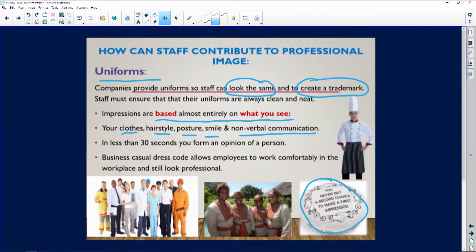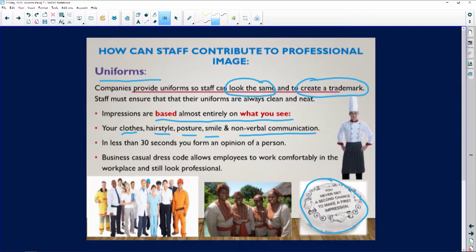Now, you can ask a worker for a product or a price or to give you a description, and that worker can be all professional and smile, but as you turn away and they turn away, you pick up on that non-verbal communication. It can be a sigh, it can be a frown. So be very careful if you are the worker of the company. You cannot have your personal emotions come through when you deal with customers. So it's very important to be professional in all aspects. All right, as it says here, in less than 30 seconds, you form an opinion of a person.